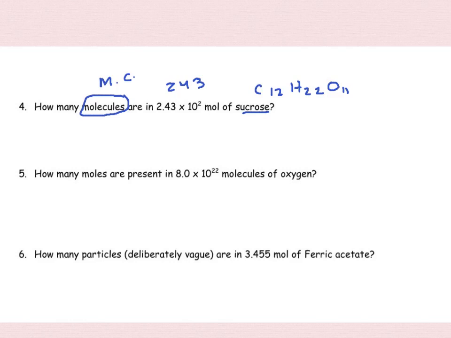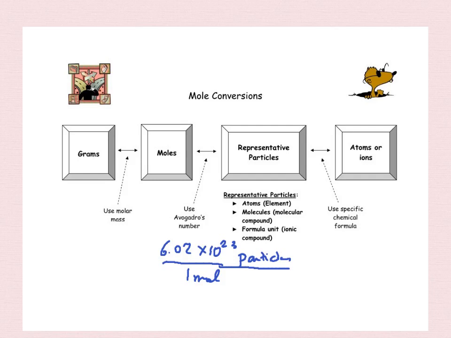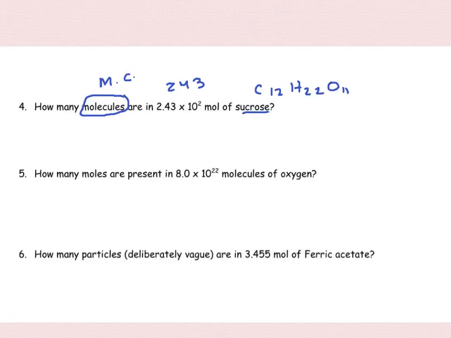To do these questions, you need to know what you're converting to what. So go back and look at your table. You're starting at moles, and you're converting to particles. The particle in question is a molecule. We have to use Avogadro's number. It's a constant. That's all we need for this question. So you write down what you're given. 2.43 times 10 to the second, and that's moles of sucrose.